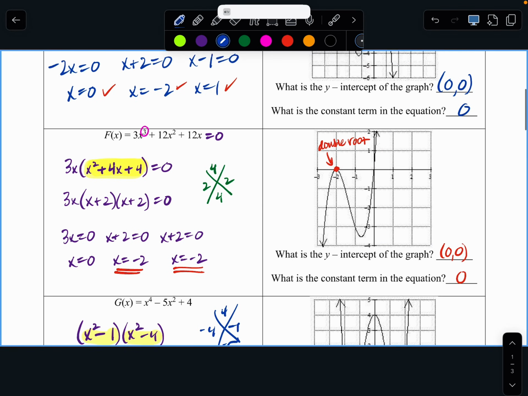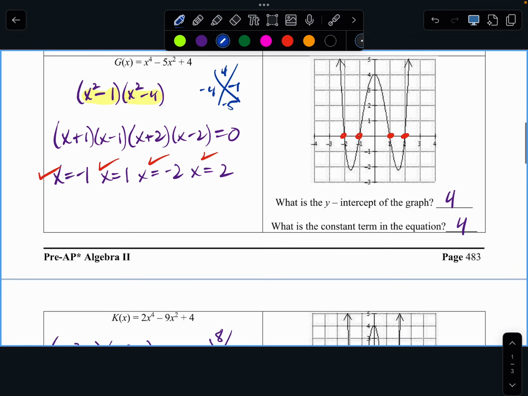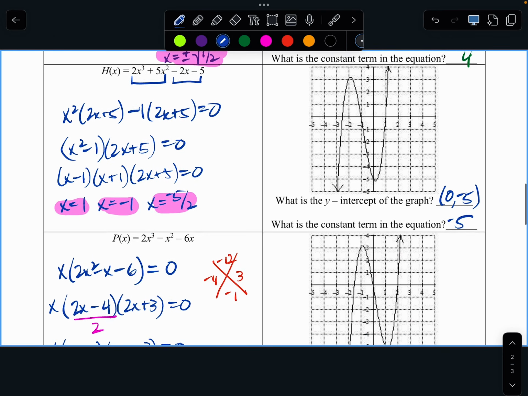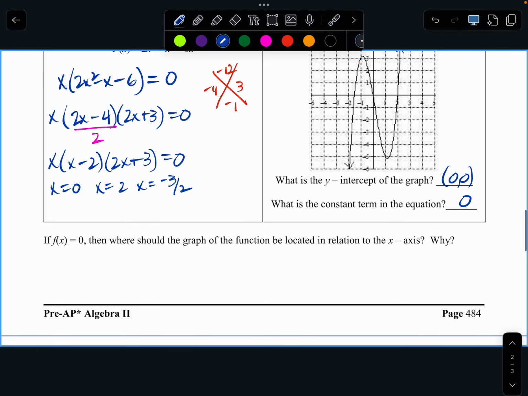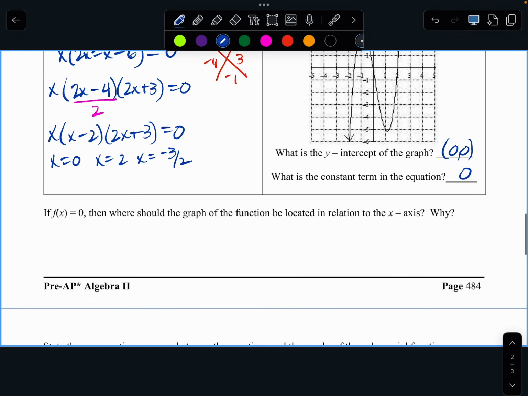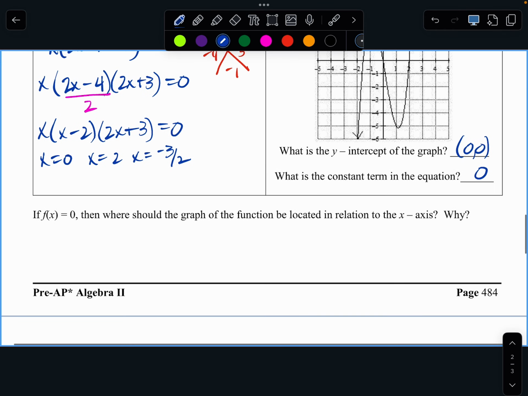All right, so at this point, here are the answers. I also have this posted, so you should be able to just look at the key and get the answers. But as we're working through this, if f of x equals 0, then where should the graph of the function be located in relation to the x-axis?